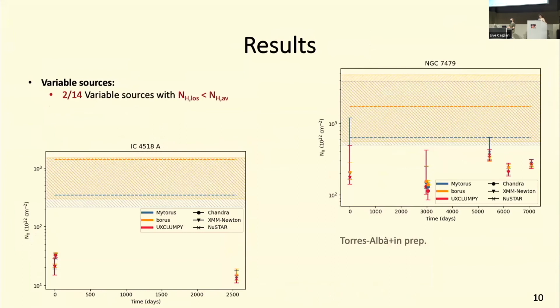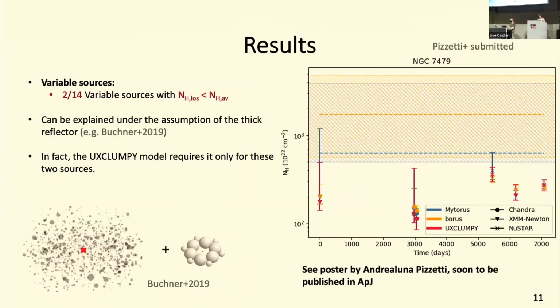When we're looking at the variable sources, we see 2 different types of behaviors. One of them is the one I'm showing here, in which 2 out of the 14 sources that are variable have a line of sight NH that is consistently below the average torus NH at all epochs. In fact, this particular source I'm showing here has been analyzed by Andrea Luna Pizzetti. She has a very nice poster right over there, and she can give you more details about the behavior of this particular subtype of sources.